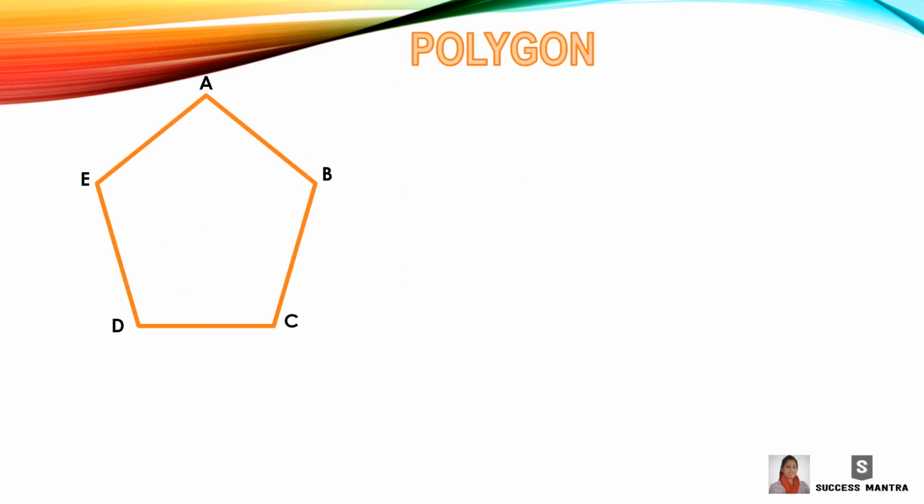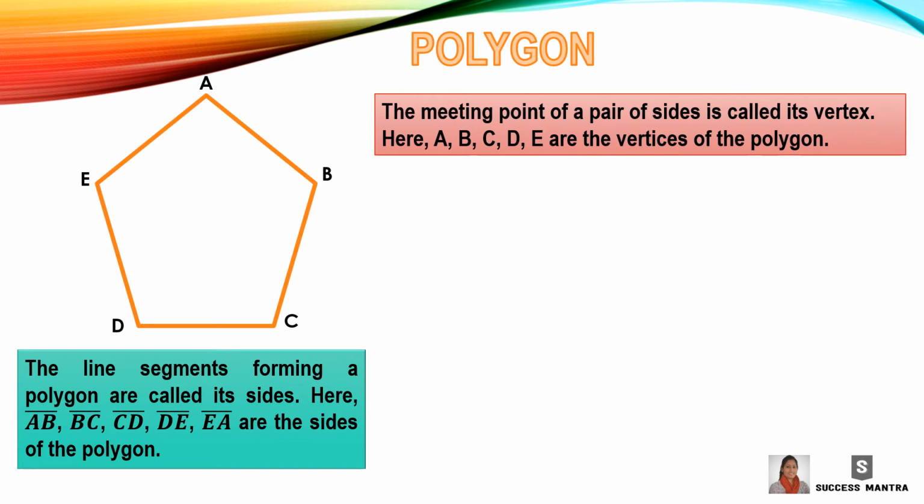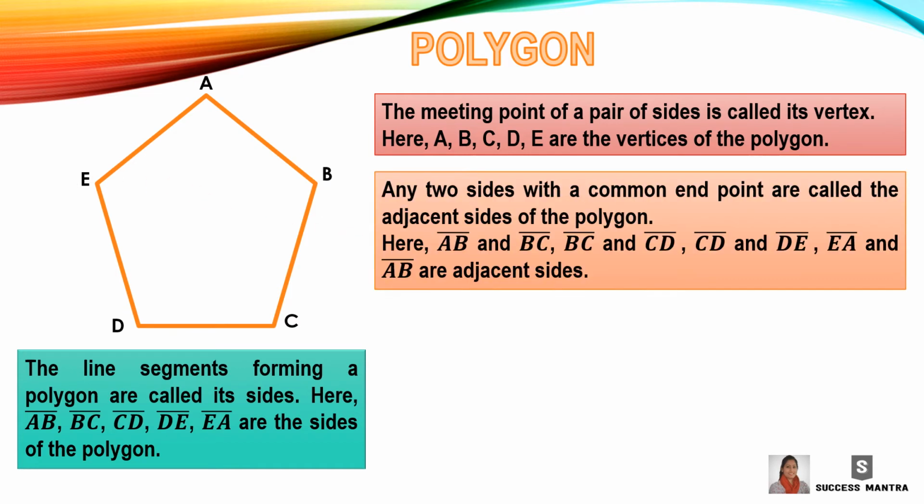So here you can see a polygon, and the polygon is named by using capital letters in cyclic order as A, B, C, D, E. The line segments forming this polygon are called the sides of the polygon. So here the sides are AB, BC, CD, DE and EA. The meeting point of a pair of sides is called a vertex of the polygon. So here you can see vertex A, vertex B, vertex C, vertex D and vertex E. So there are 5 vertices for this polygon.